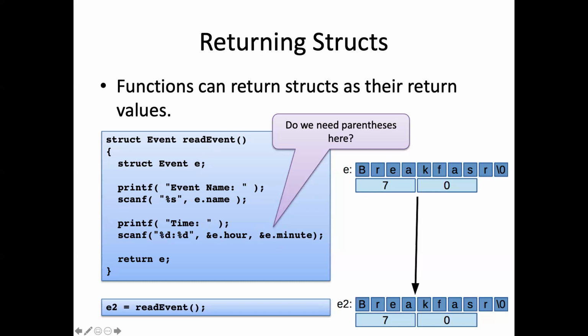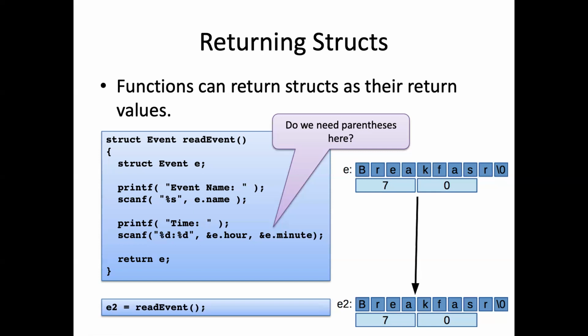You make an event and you fill in its fields. And then when the caller gets your return value, they can copy that into any event they want and then use that copy that they just made. But this could be expensive. If you were copying structs all over the place, if the structs were non-trivial, you might spend a lot of CPU time just copying them around.